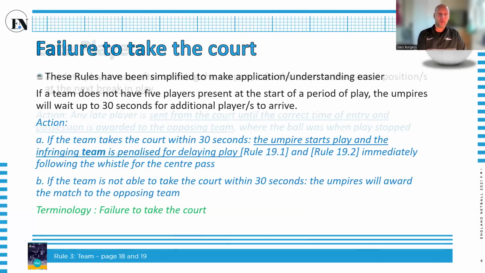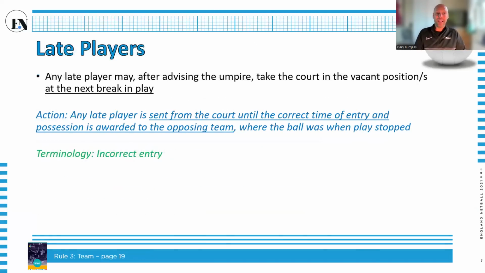Okay, now what happens at the beginning of a game? Now, any late player, and this often happens at grassroots level, people can't find a parking space or something like that. Any late player may, after advising the umpire, take to court in the vacant positions at the next break of play. Okay, now as I talked about in the introduction, a break in play is in the definitions, and this is after a goal is scored, during a stoppage or interval, or when a sanction is awarded. Now, if it's the first time that you've seen the player, umpires have to take a little bit longer to check nails and jewellery and that sort of other stuff.